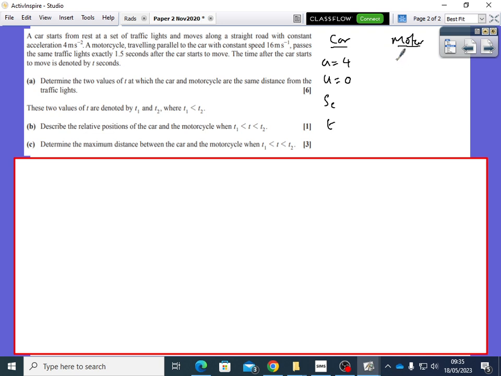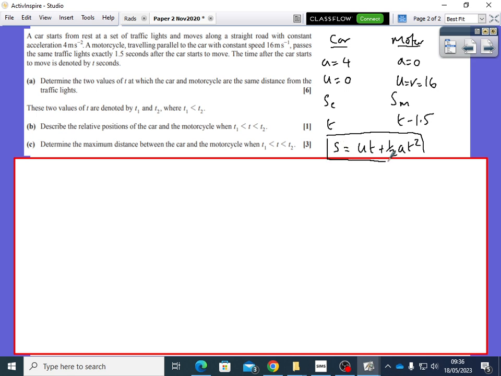For the motorbike, it is a SUVAT question, but here the acceleration is 0. u equals v equals 16, since it's going at a constant speed. We're going to call the displacement the displacement of the motorcycle, and the time is 1.5 seconds after this, so it's going to be t minus 1.5. Okay, and because we have a, u, s and t, we're going to use the formula s equals ut plus half at squared.